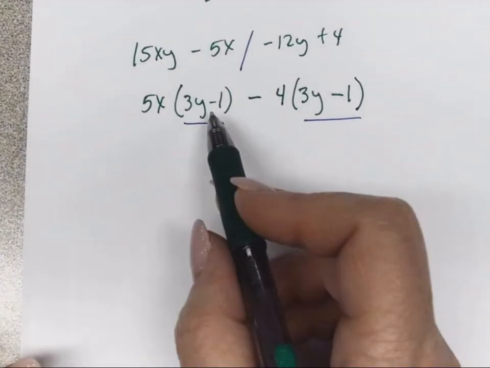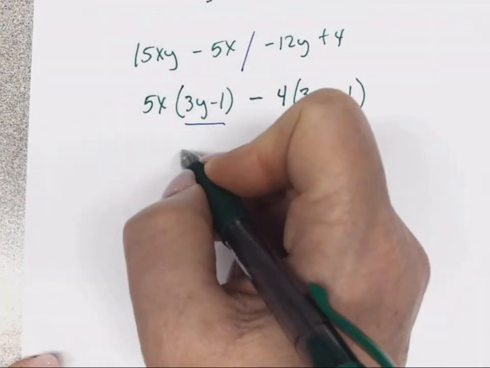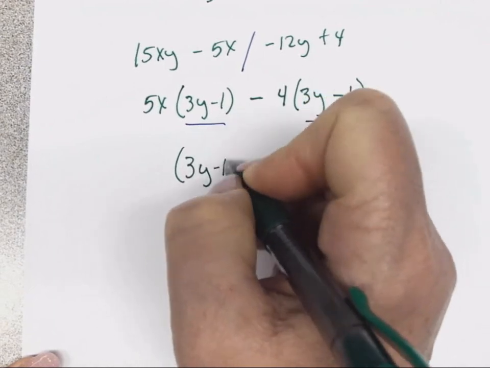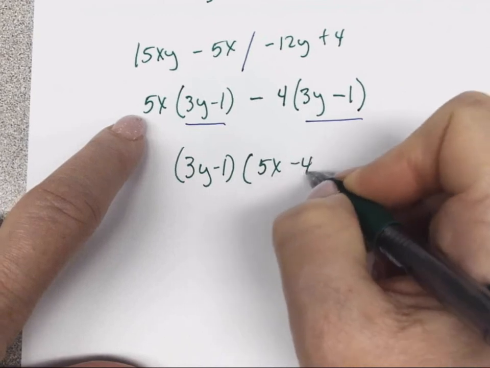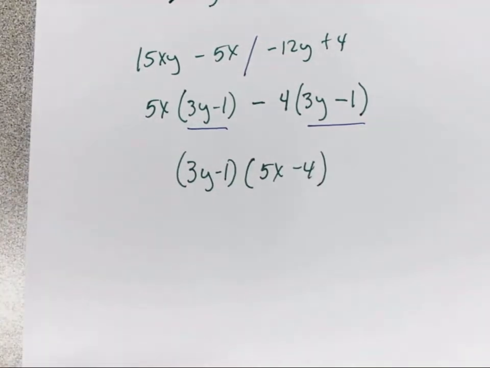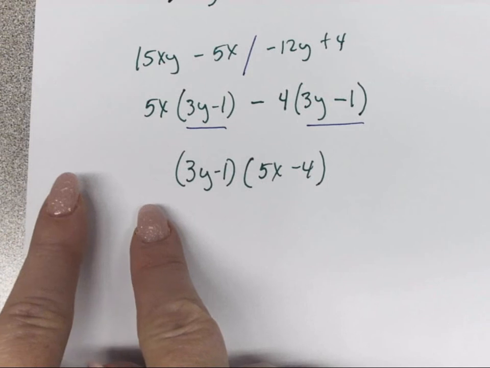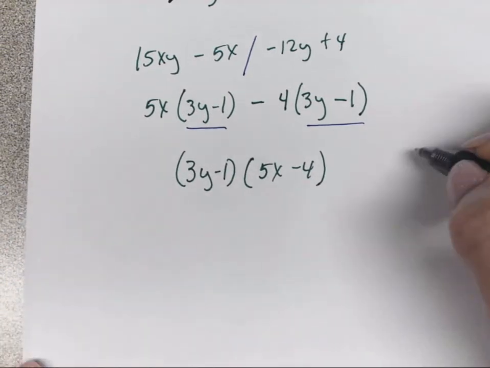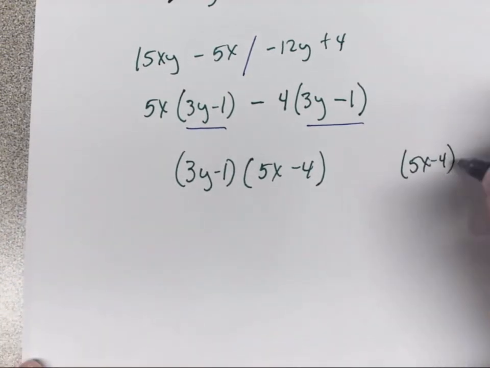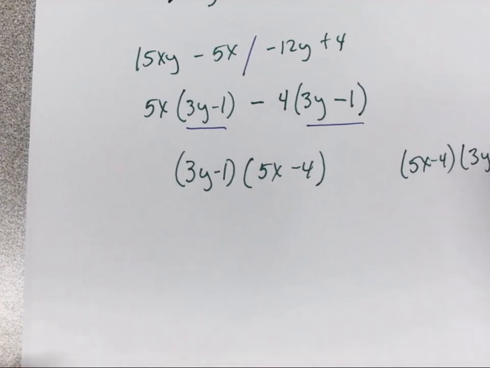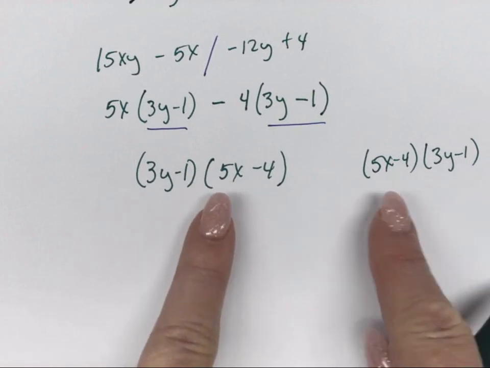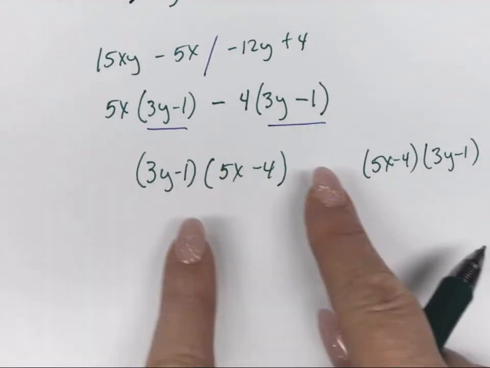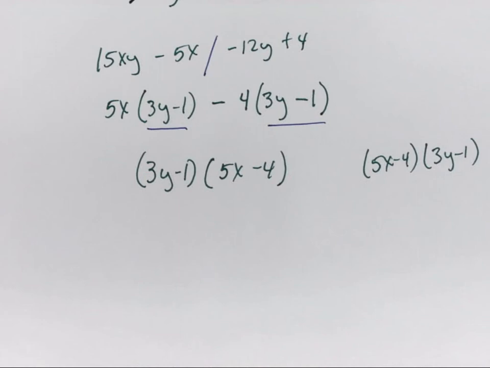All right, so now that we have the matching parentheses, that becomes our greatest common factor, and then we end up with 5x minus 4. Now, I am going to tell you, it doesn't matter if you put the 5x minus 4 first and then the 3y minus 1. It's multiplication, so whichever one comes first does not matter. You can have this parenthesis first, or you can have it second. It doesn't matter. All right, let's do one more.